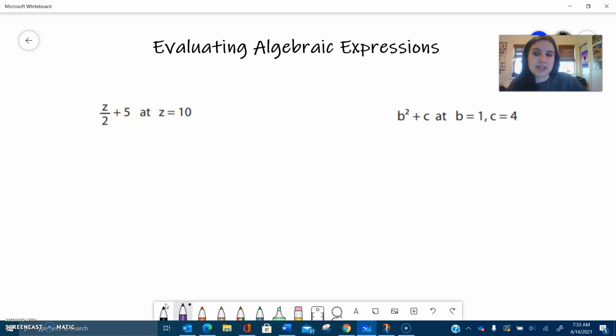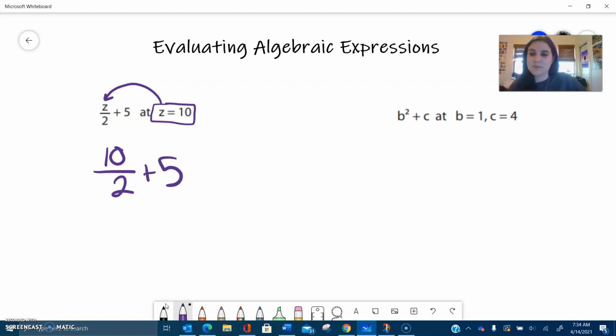So in this first example, we have z over 2 plus 5, and we want to evaluate it when z equals 10. So what I would do is take this value, 10, and substitute it in for z. So now I don't need to write z anymore. I can just write 10 because I know z equals 10. And then just evaluate it from there. So 10 over 2 plus 5.